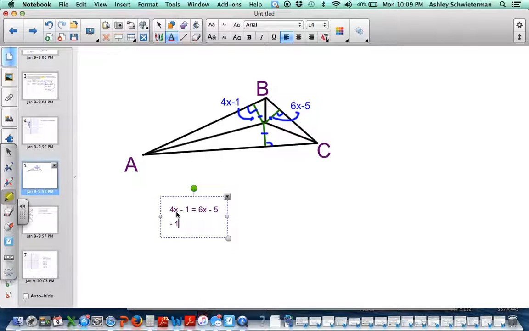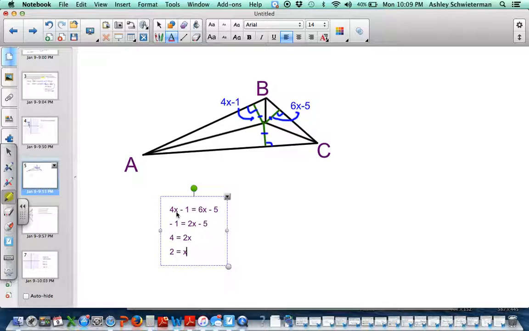Negative 1 is equal to, I subtract 4x from both sides, 2x minus 5. Then I'm going to add 5 to both sides. 4 is equal to 2x. So 2 is equal to x.